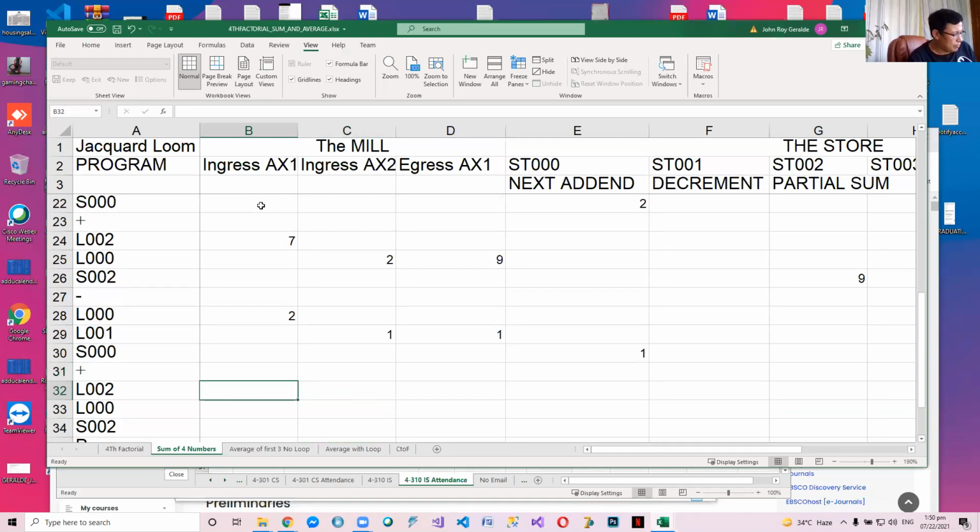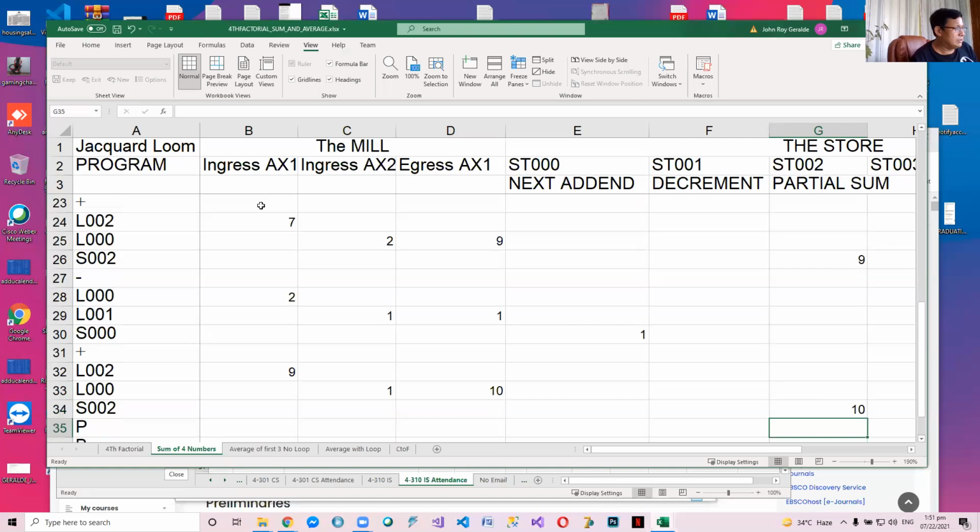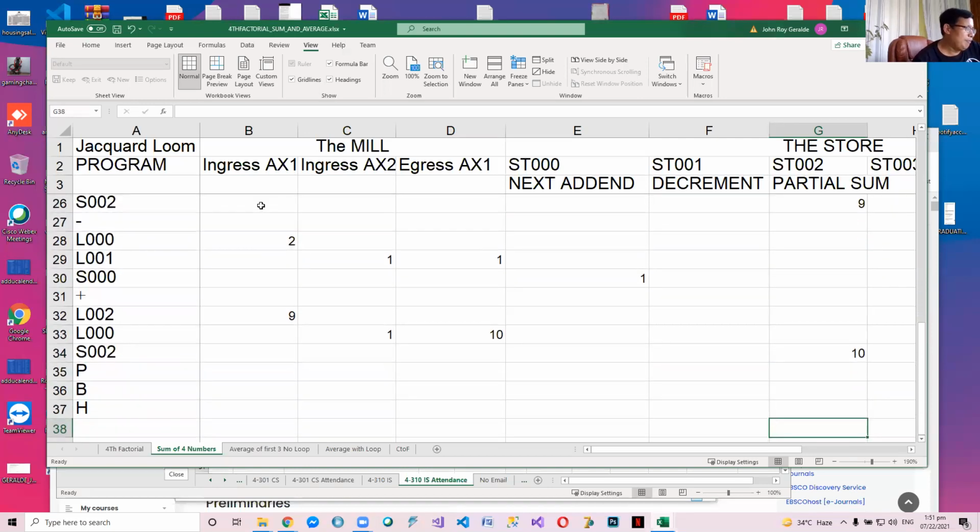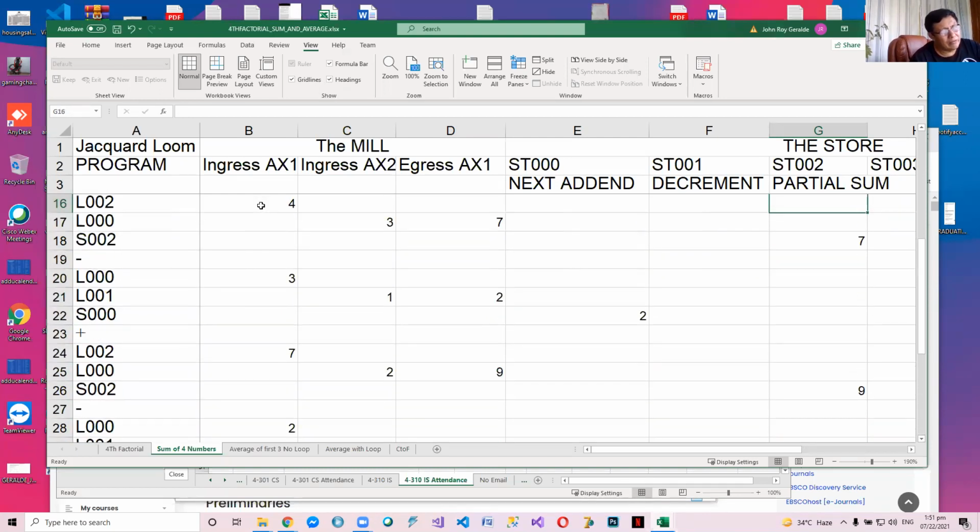So we'll compute the last partial sum, which is 9, and the next addend, which is 1. So 9 plus 1 is 10. We'll store it as the final result, which is 10. And we do a PBH. P means print, to print the result to the last card, and B, bells, rings a bell, and then hold. So we have the final answer, which is 10. If that's correct: 4 plus 3 is 7, plus 2 is 9, and plus 1 is 10.